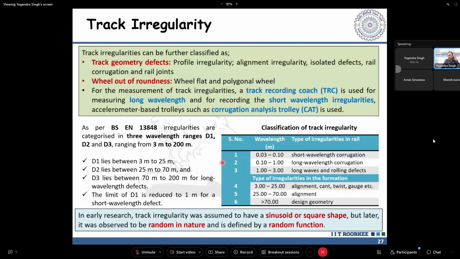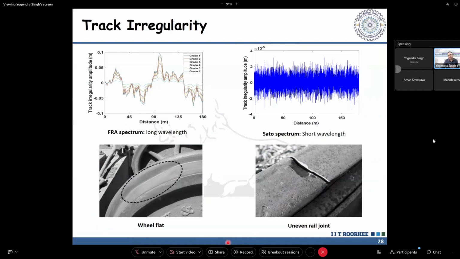When we are performing the full train-bridge interaction, we can consider these irregularities also. But in our normal analysis, when we are considering the train load as forces only, there we have to consider this effect empirically. This is what I was calling the flat wheel condition. Here you can see that the wheel has got distorted. It has developed a flat shape.